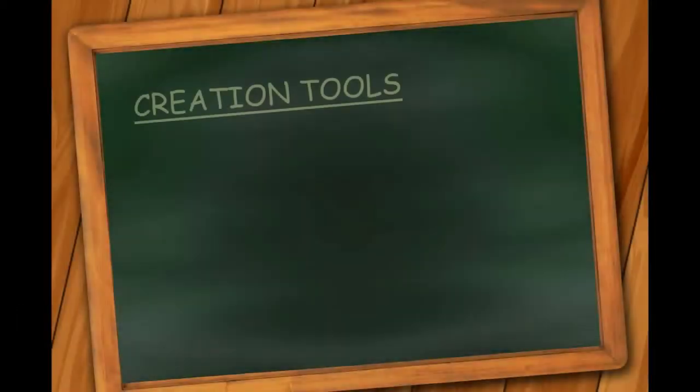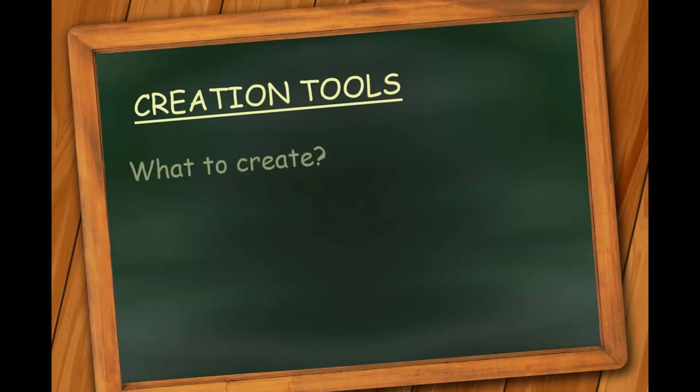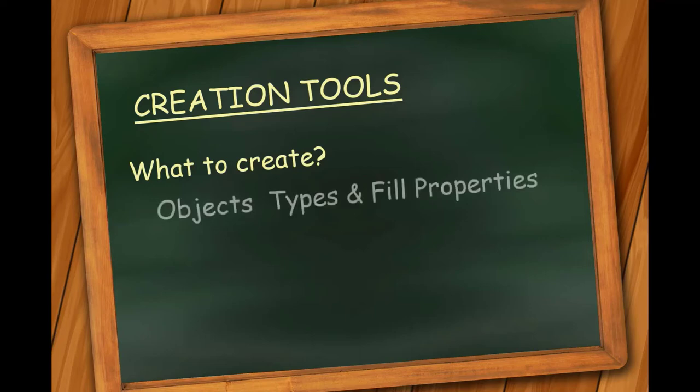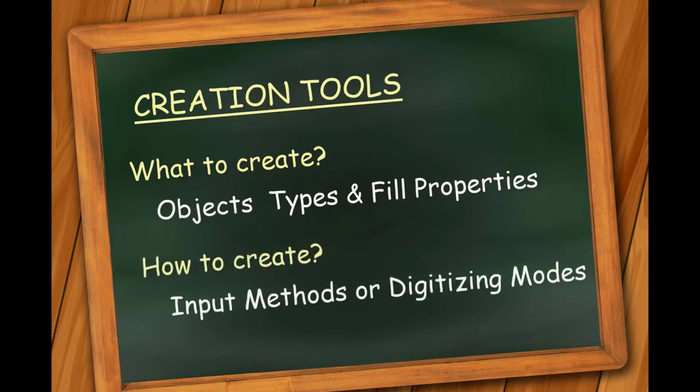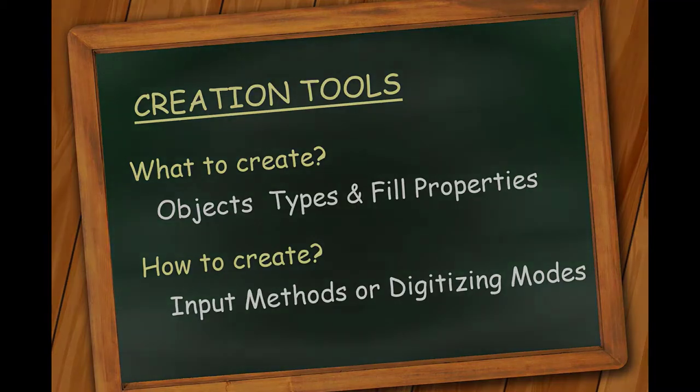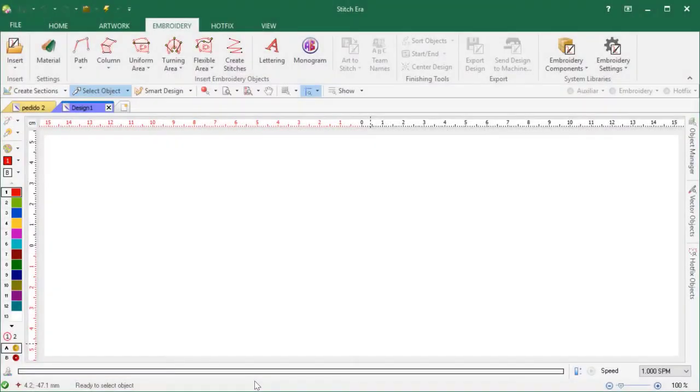There are two aspects when we talk about creation tools. What can we create? It refers to the individual parts to create: object types, fill styles, and properties. How can we create? It refers to the available options to digitize the objects, the digitizing modes. Object types and fill styles.